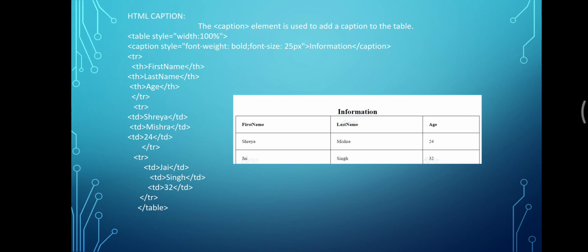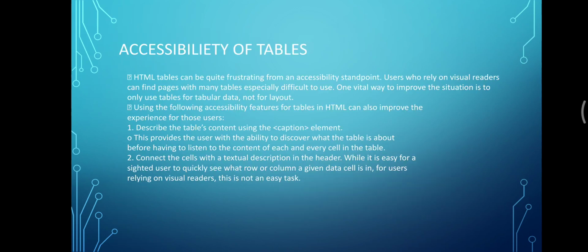The similar table row, table heading, and contents can be written as shown in the previous slides. And lastly, what about the accessibility of tables? HTML tables can be quite frustrating from an accessibility standpoint. Users who rely on screen readers can find pages with many tables especially difficult to use. One vital way to improve the situation is to only use tables for tabular data, not for layout.